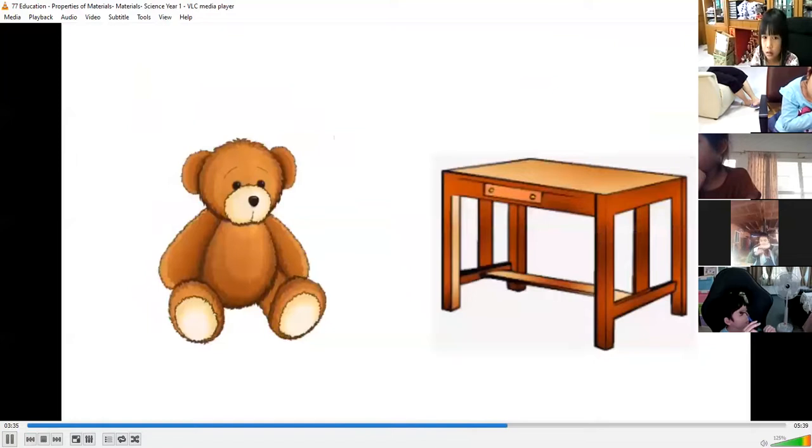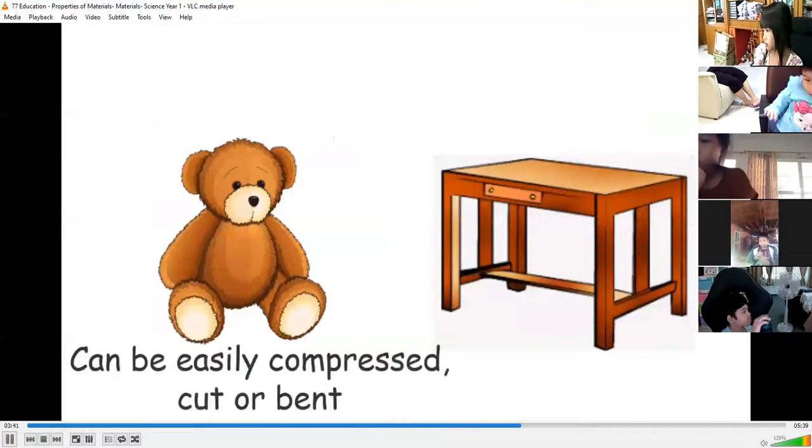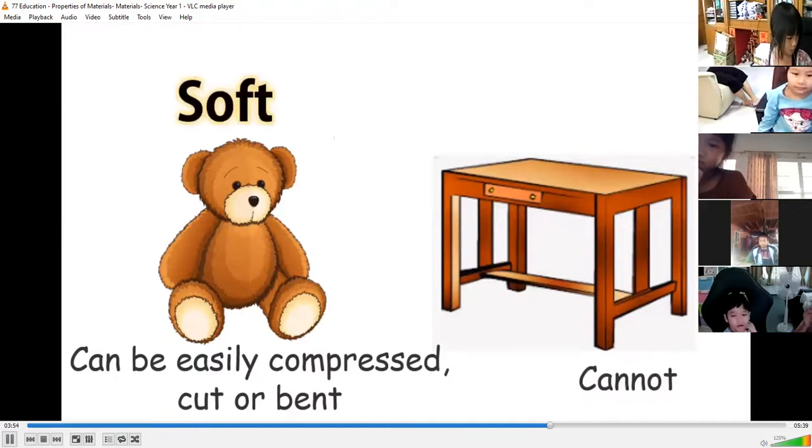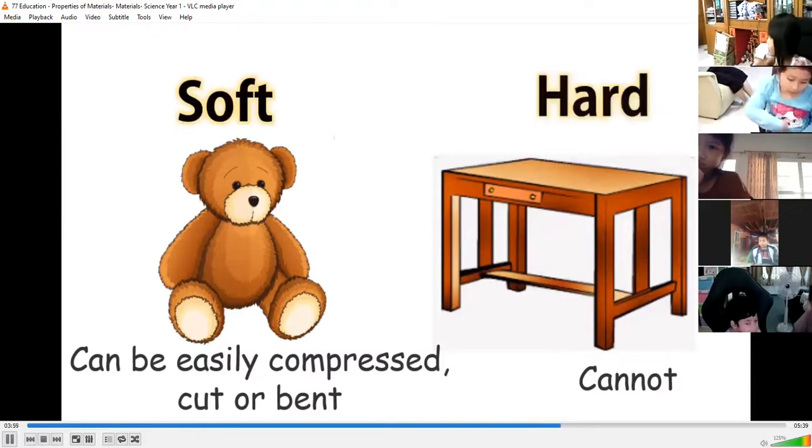Now look at this. Teddy is nice and soft. Compressed, cut, or bent are. Hard like our school desks. They're hard.